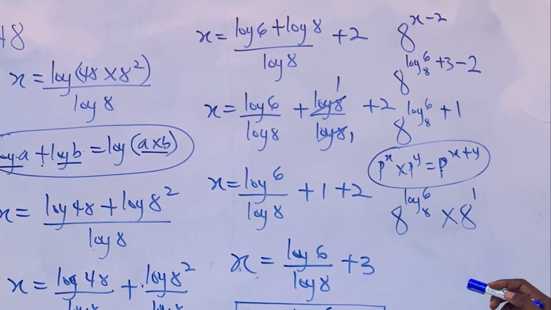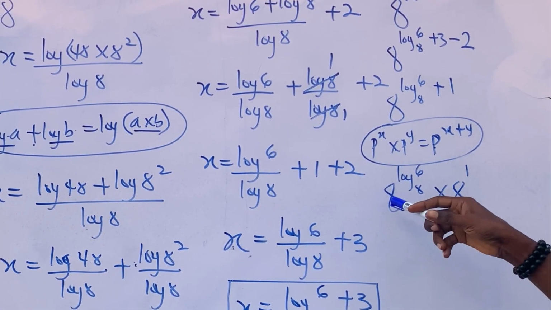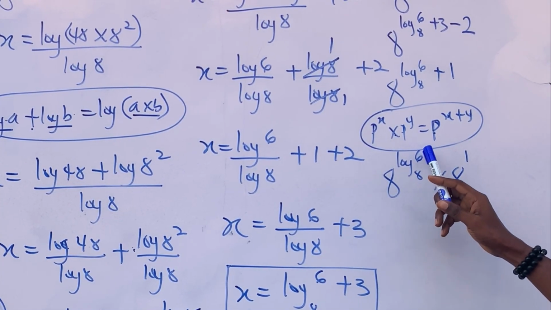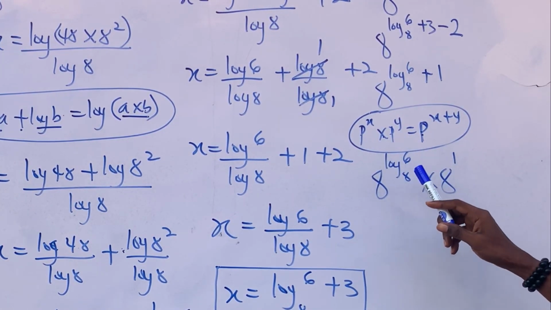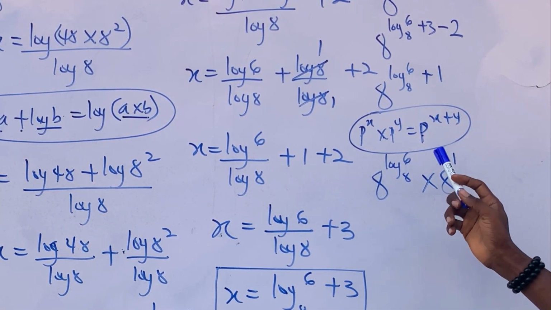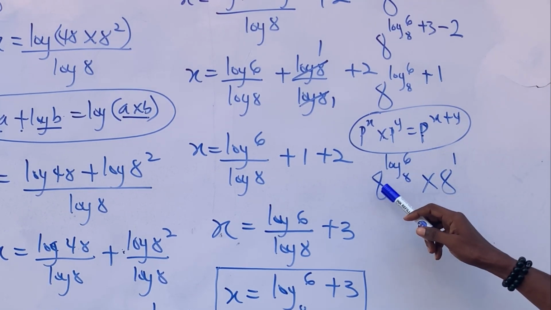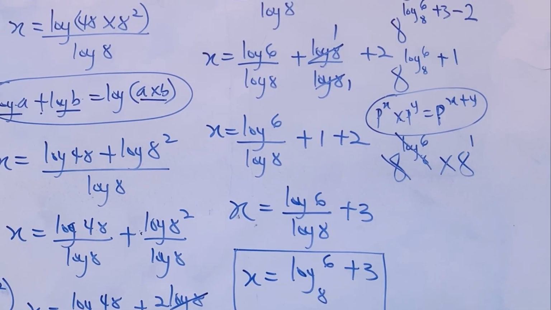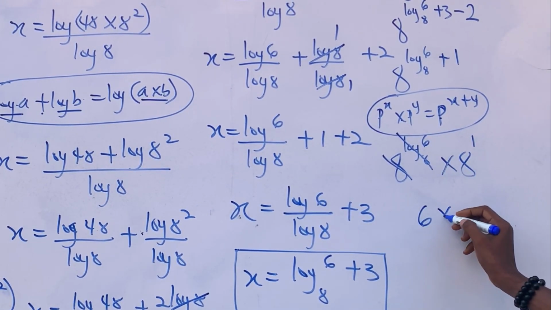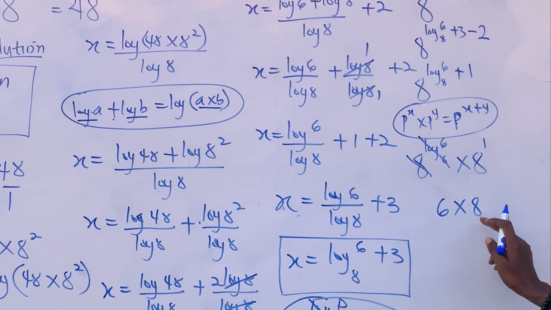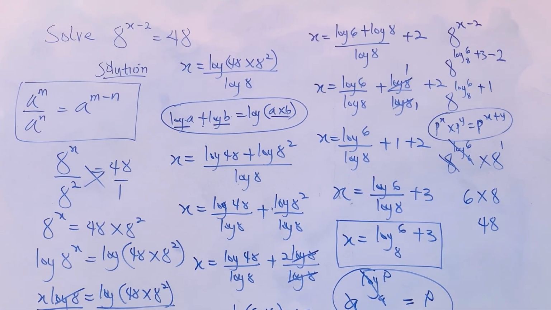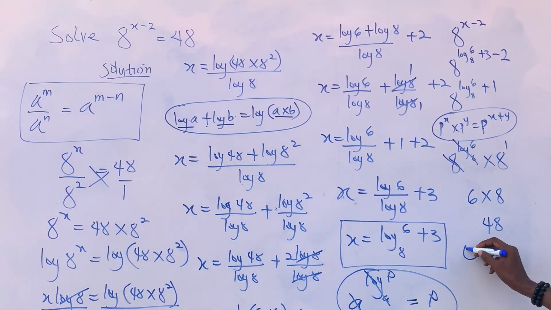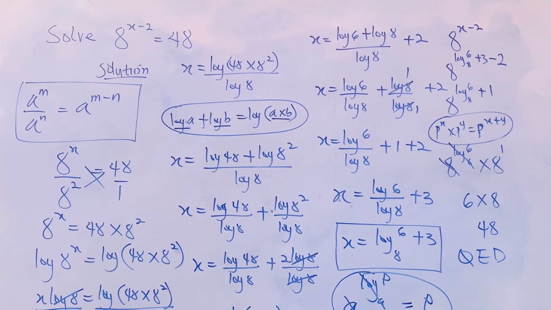Right? Now remember this law. You have 8 raised to the power log 6 base 8. If the base of the log is the same as the number raising that log, it cancels this way. That's the best way I can explain it. And then you have 6 here multiplied by 8 raised to the power 1, which is 8, and 6 multiplied by 8 is 48. And remember we're supposed to prove that this is equal to 48. So, proven.